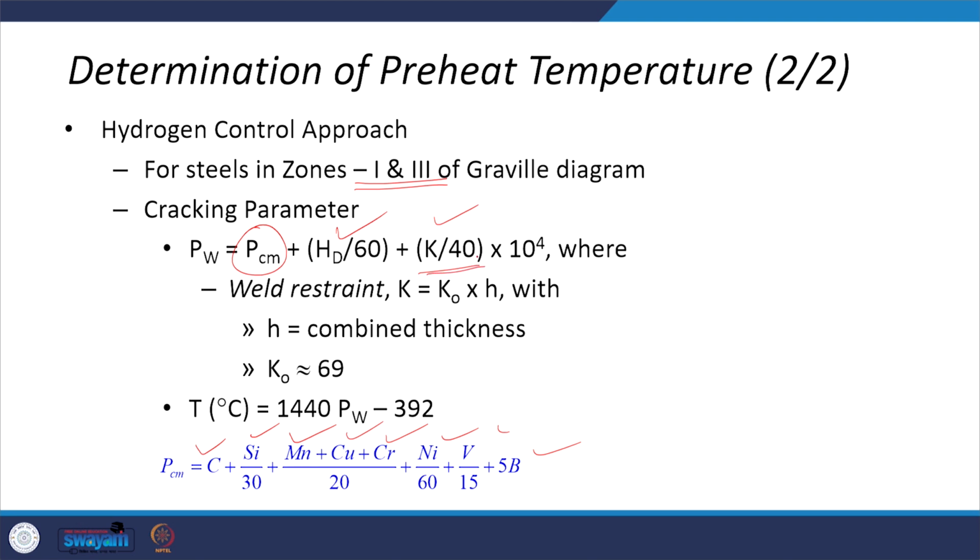So, these factors are determined. Here Hd is the diffused hydrogen and K is the weld strain, that is based on K naught times H, where K naught is a constant and H is the thickness. So, based on these three parameters, the value of Pw is determined, and then Pw is used to calculate the temperature that should be used for the purpose of preheat.